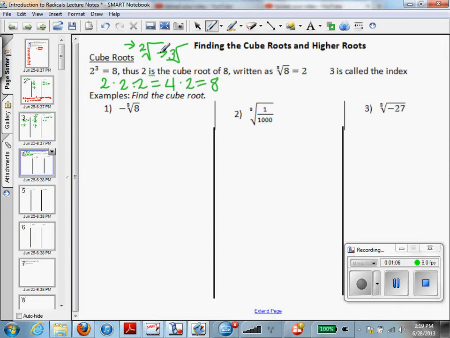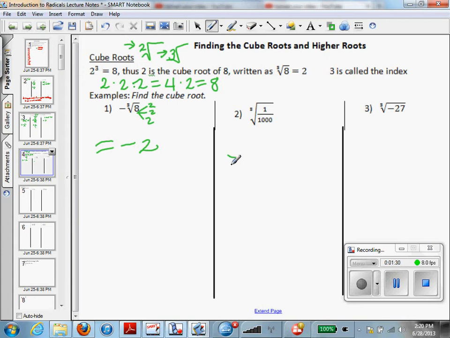So with this example 1 right here, we have our negative, and that's before we learned that it was 2 times 2 times 2. So we're really thinking of what number that can multiply itself 3 times will give you the number inside the radical, and this is going to be a negative 2, because the negative existed outside the radical.